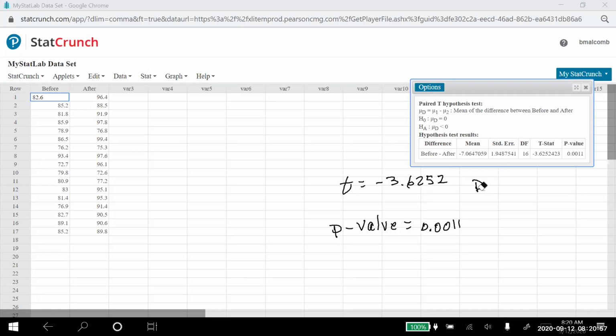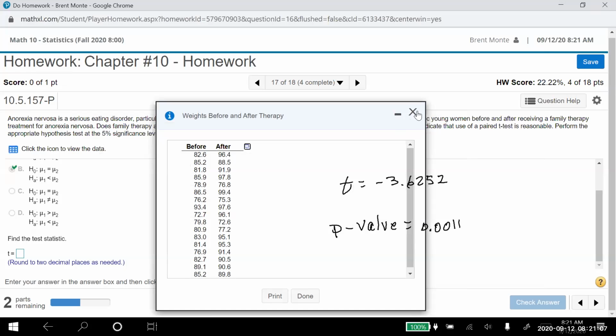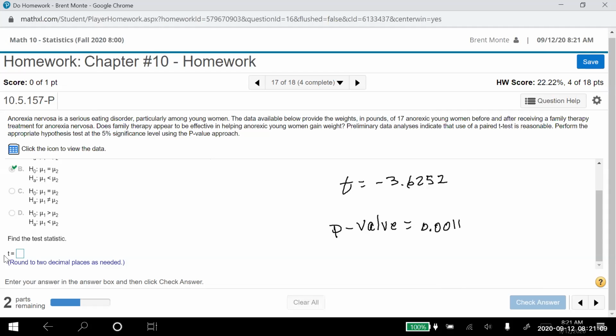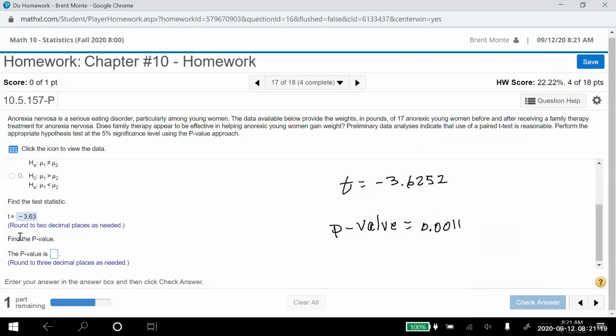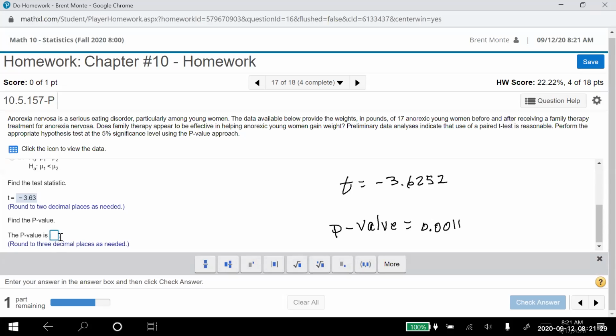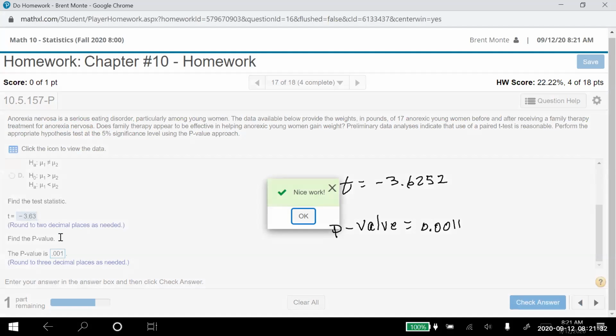Okay, let me erase that. All right, so let's jump back out of this, back to my problem. I don't need that anymore. So my t to 2 decimal places. What did we get? We had negative 3.63. All right, so we got that right. The p-value to 3 decimal places, 0.001. I am not in the right spot. There we go. 0.001. We got that right.